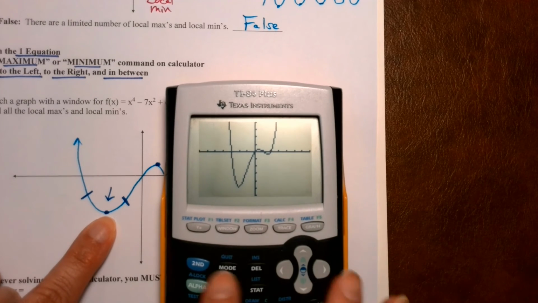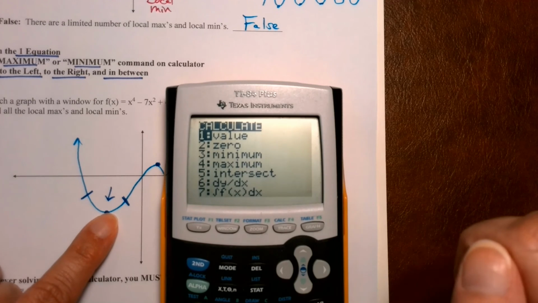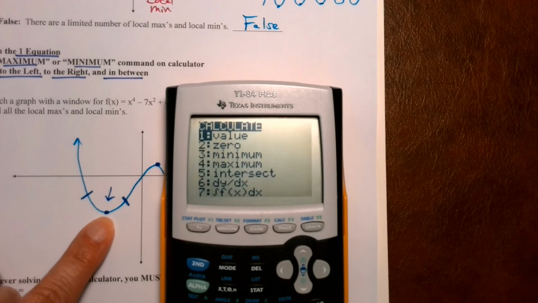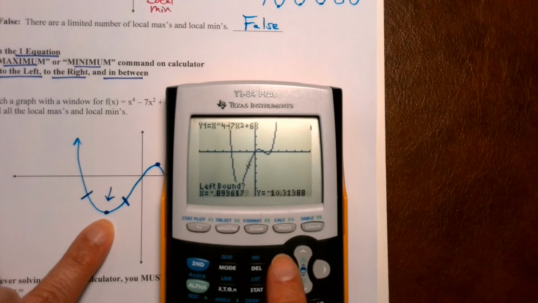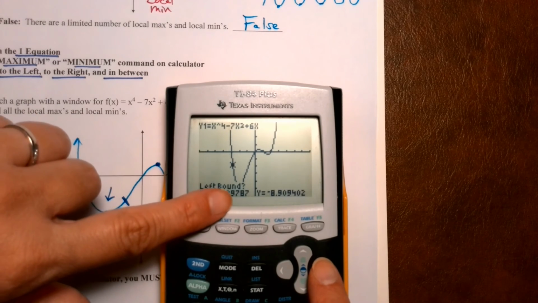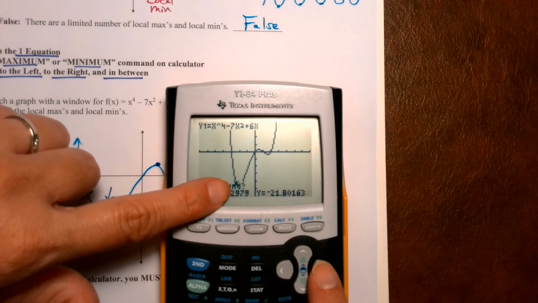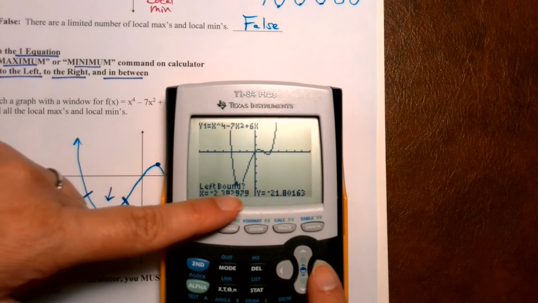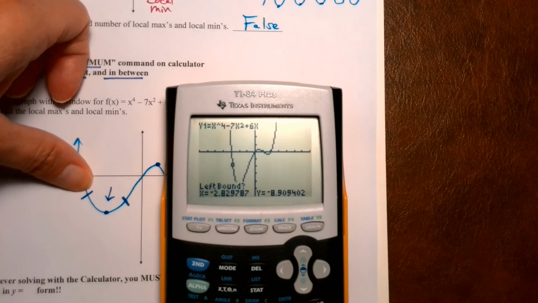So we go back into our calculate command, and the command we're going to be doing is minimum. We're going to pick number 3 because I know that it's the minimum. Now you have to go left, left, left, until you pass up the minimum. Don't go crazy. Where's my cursor? It's totally gone. You want to get to the left, but you don't want to cut it too close. Am I to the minimum or am I touching the minimum? Sometimes if you can't tell, get away a little bit. There's your left boundary.